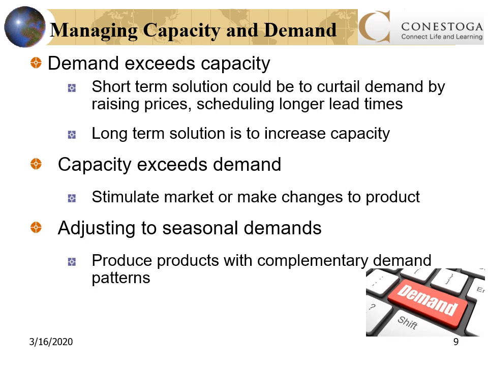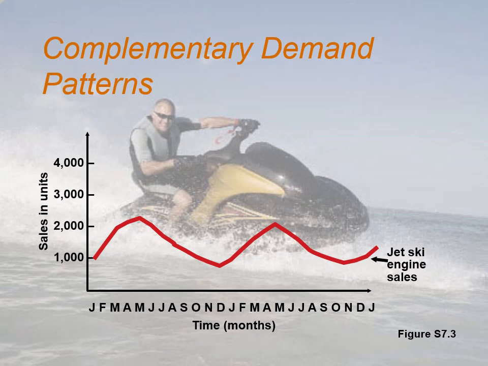So let's look at a good example for that. I'm going to the next slide. That's called complementary demand patterns. The following graph represents months on the x-axis and typical sales in units on the y-axis. If you see the jet ski engine, there is a fluctuation which you can see here. During certain months the demand is higher. During the summer months the jet ski engine sales typically peak, and during the winter months the jet ski engine sales drop.